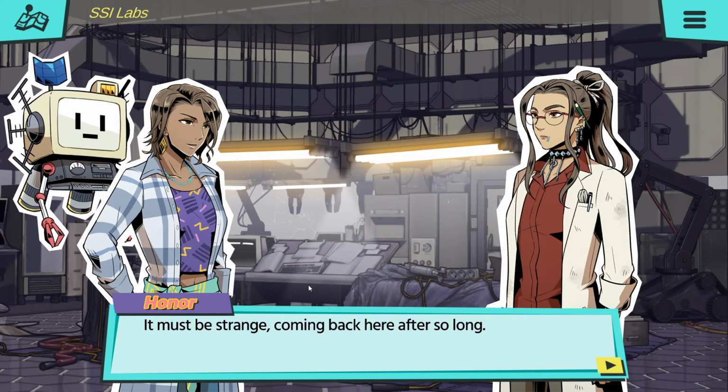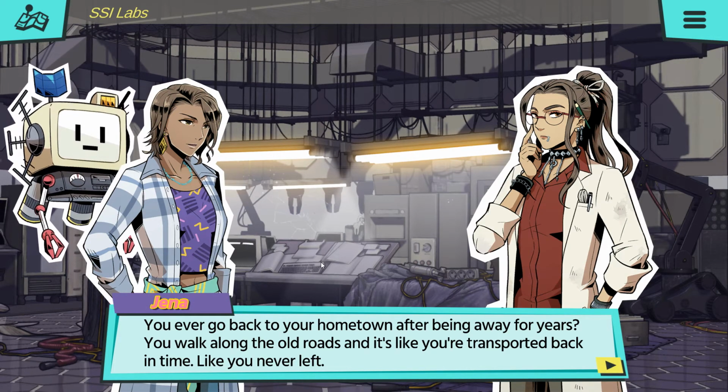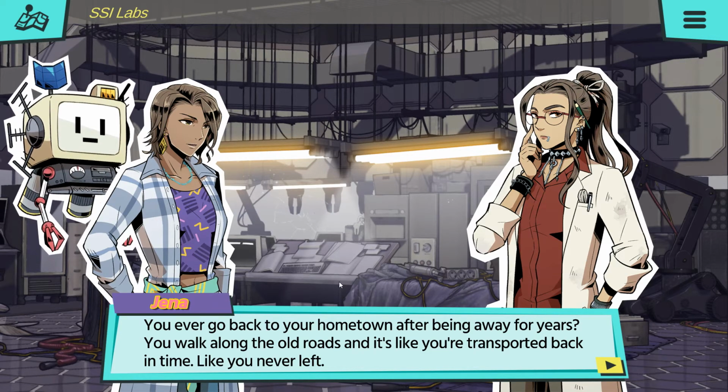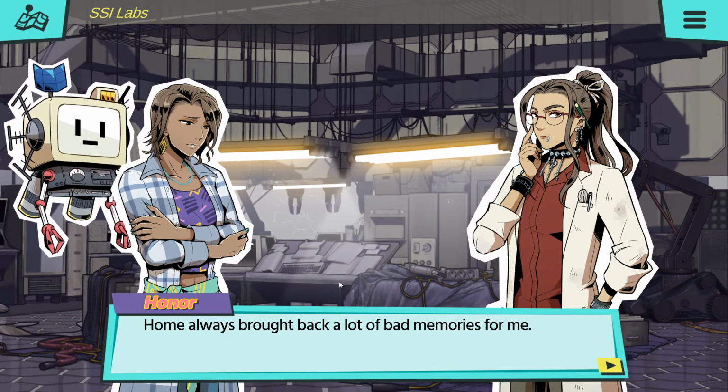It must be strange coming back here after so long. You ever go back to your hometown after being away for years? You walk along the old roads and it's like you're transported back in time, like you never left. Home always brought back a lot of bad memories for me.